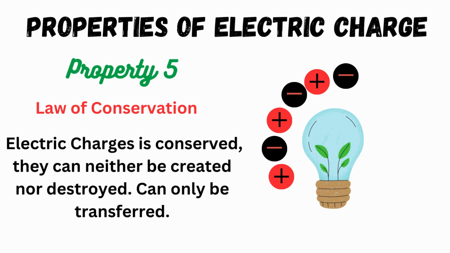The property 5 is the law of conservation, which states that electric charges are conserved. They can neither be created nor destroyed, can only be transferred. And this transfer is either charging or discharging.